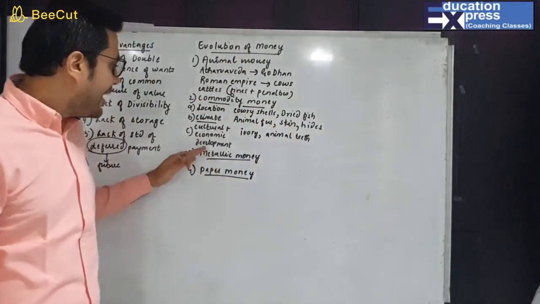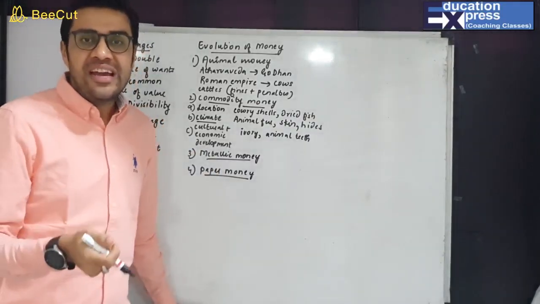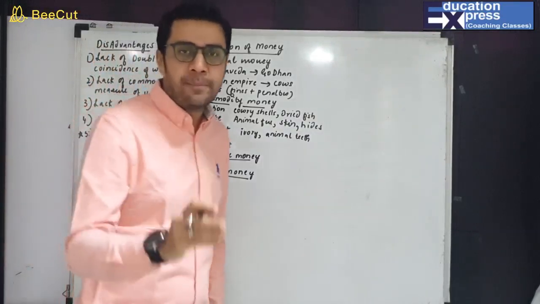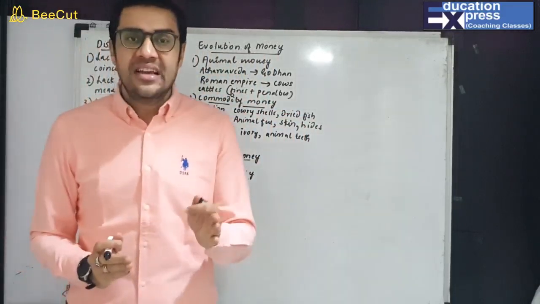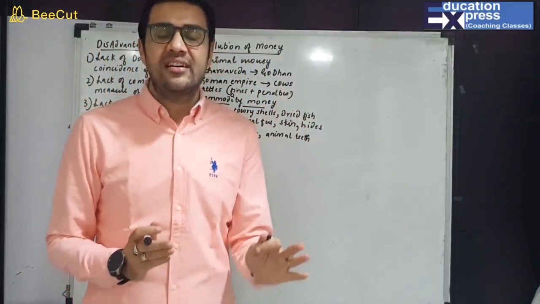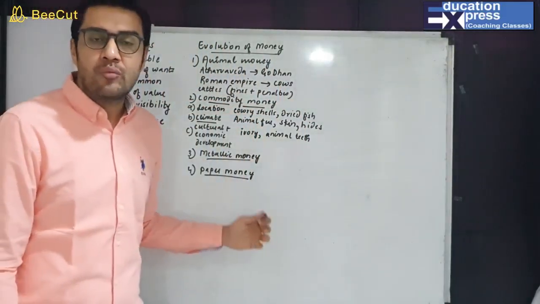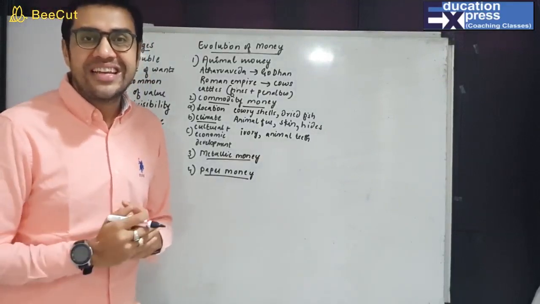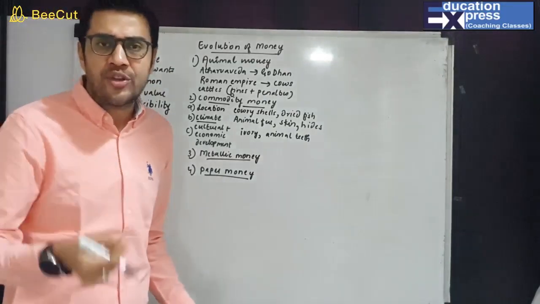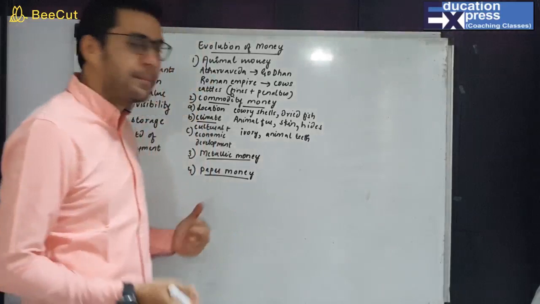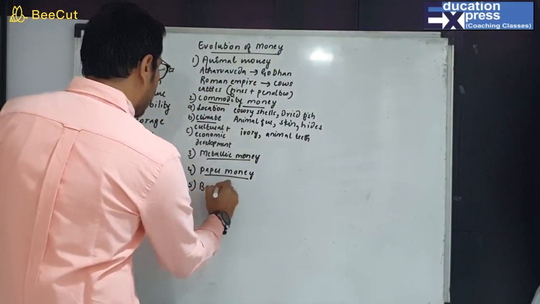I repeat again, why was metallic money replaced by paper money? Because first of all, metals were heavier and it was difficult to carry them from one place to another. Plus the production of metals was lesser as compared to the production in trade and industry, and that is the reason why paper money evolved in the 17th and 18th century. Very much used as paper currency. The currency we have in paper, the notes as we call them, that is paper money. And after that, lastly came bank money.